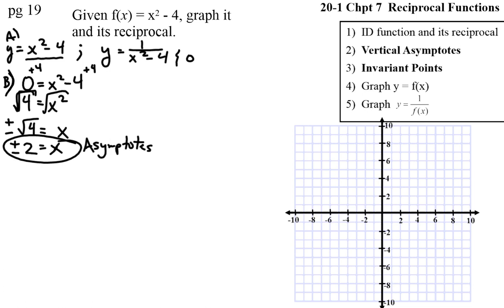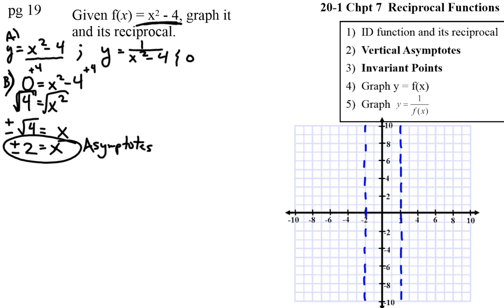What's different is when we have a quadratic, we end up with multiple asymptotes. So at x equal to positive 2 and x equal to negative 2, we get asymptotes. There's our asymptotes. We have 2 asymptotes to consider in this graph.